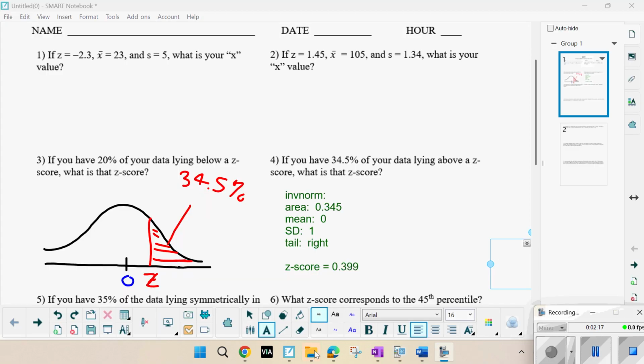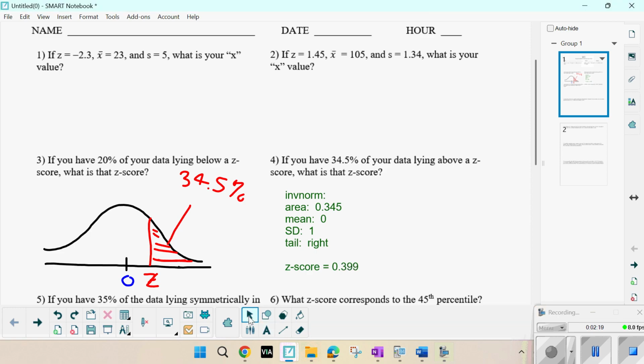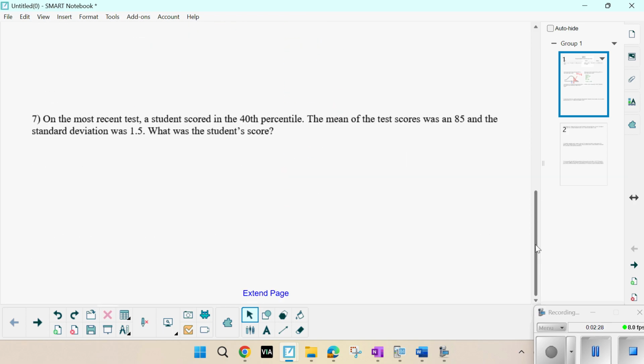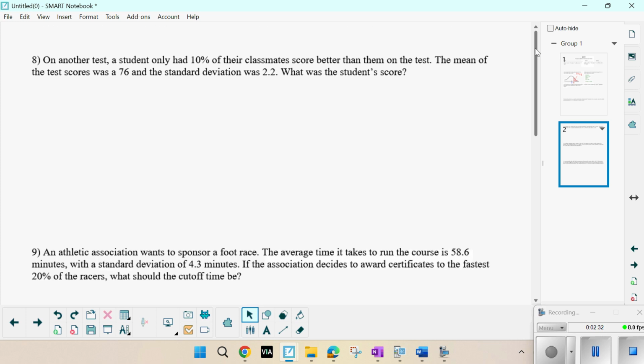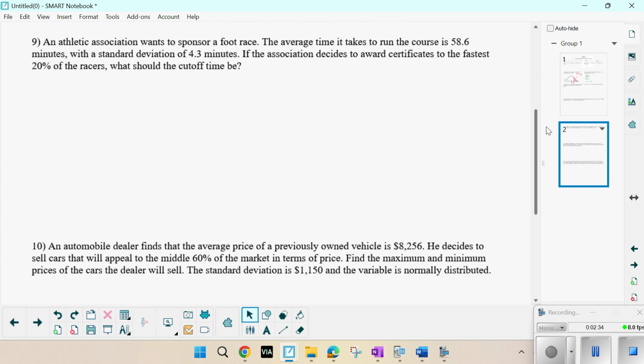So here's what it would look like if we were typing it all up. And you should end up with a z-score of about 0.399, or 0.4 if you rounded to 2 decimals. Okay, next one I'll look at is number 9. So let's jump to number 9 real quick. And I'm going to get this one set up for you, but then you're going to take it from here.